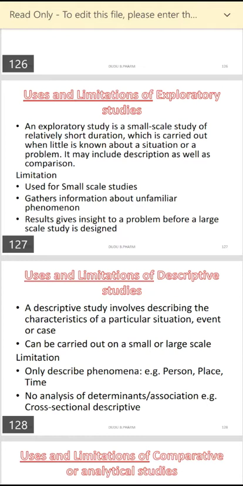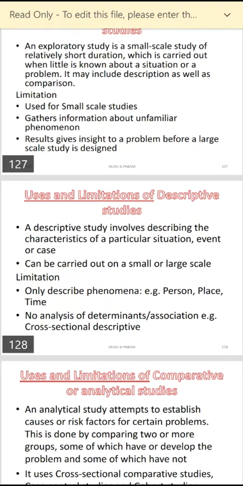Why do you want to conduct that research? But at first, you have to explain the problem, and you should have a guess why the problem is happening. So exploratory studies is all about that. It is a small-scale study of relatively short duration, which is carried out when little is known about a situation or problem. It will include description as well as comparison.